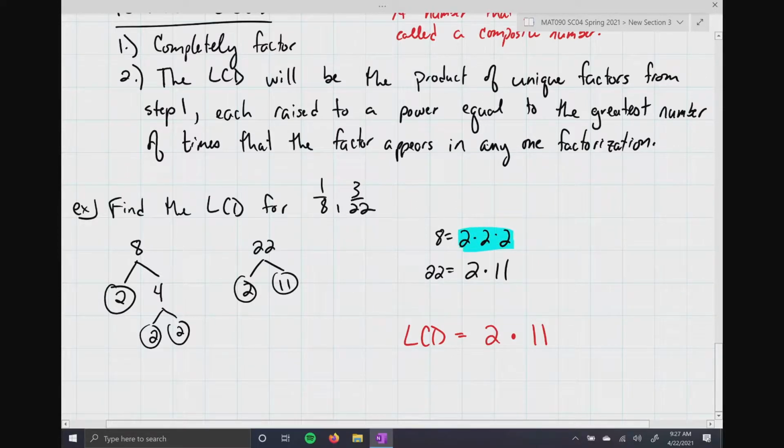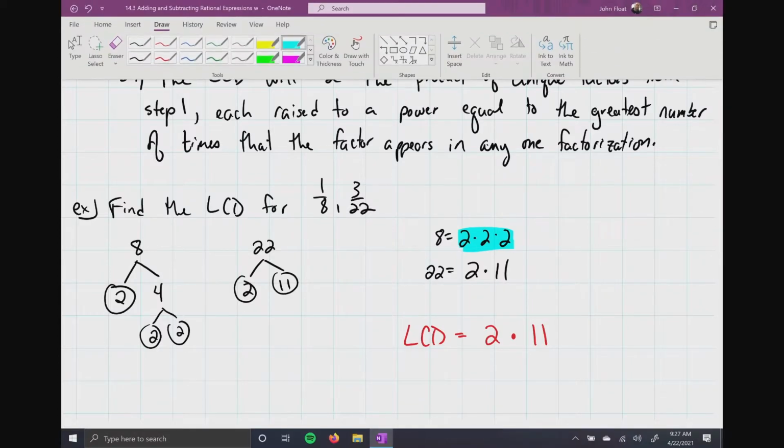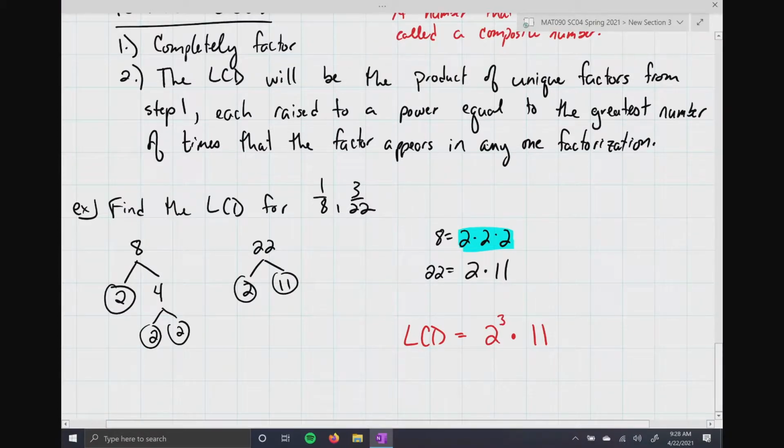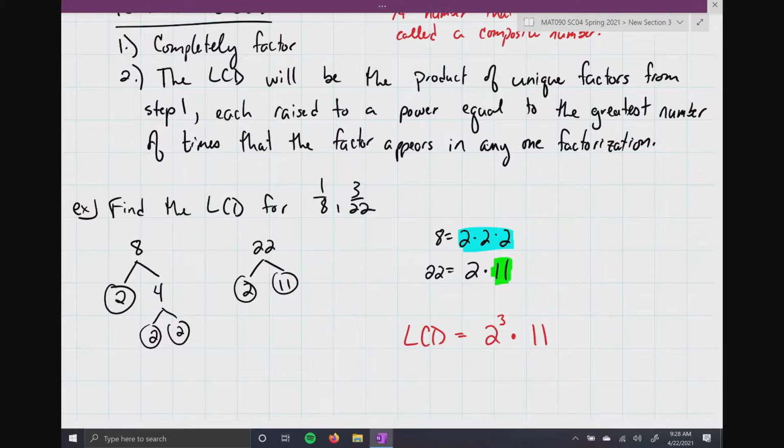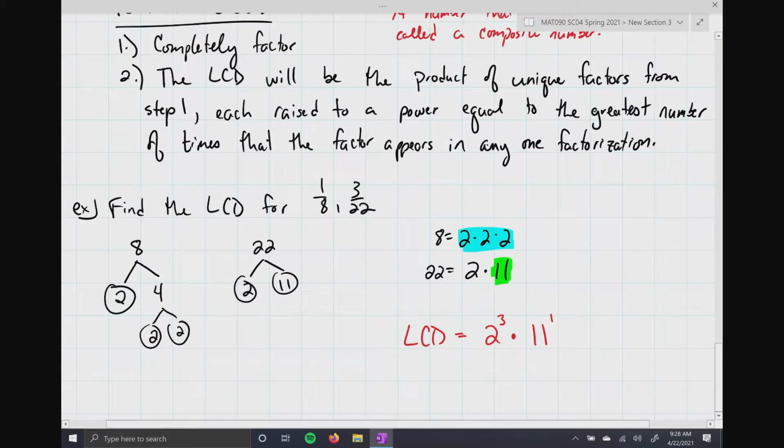Now, if you look, 8 and 22, they both contain a 2. However, the 8 has 3 of them. So this prime factorization is going to be 2 to the third. And the 11, I only see the 11 one time, and that's right here. So it's going to be 11 to the first. So my LCD is 2 to the third times 11, or 88. Okay? Because 2 to the third is 8, and 8 times 11 is 88.